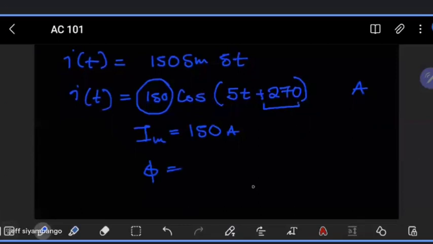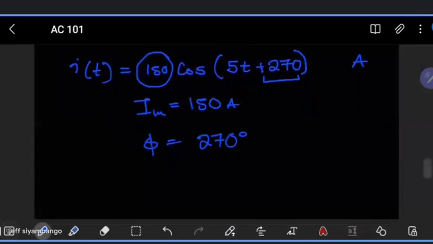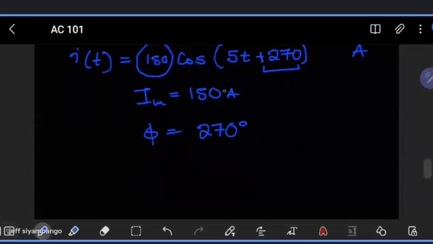In this case, the phase angle is 270. So you have 270 degrees. Again, you could have had negative 90 degrees. So from here, we can now write this in phasor form.